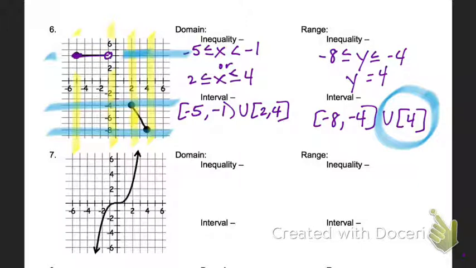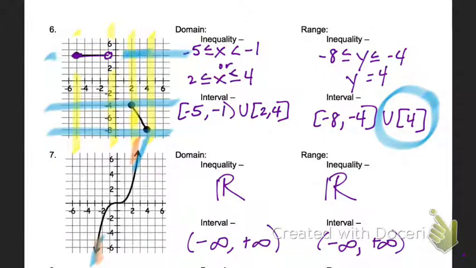Okay, try number 7. This one is a little bit more fun, a little bit easier. It goes all the way to the left, all the way to the right, all the way down, all the way up. There are no breaks, no holes, no gaps. So you would say all real numbers for both domain and range.